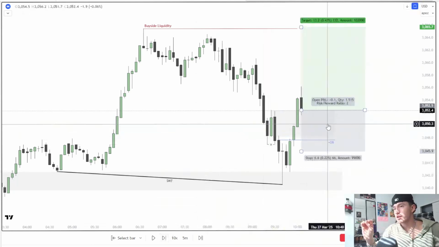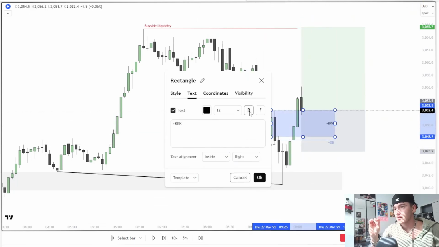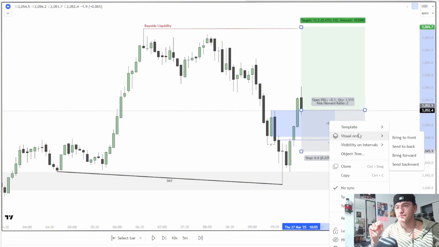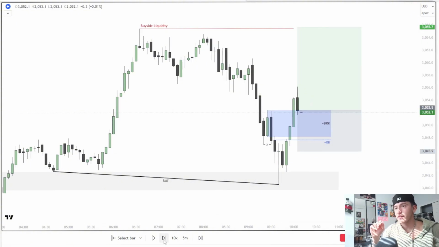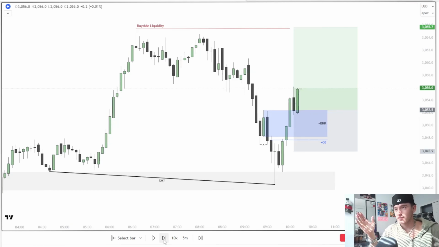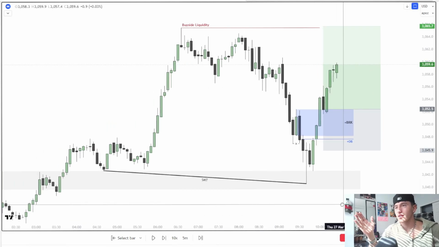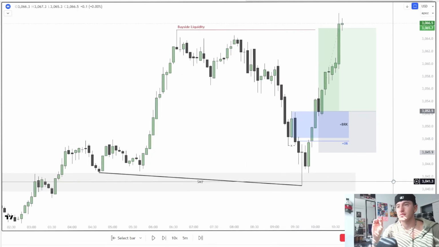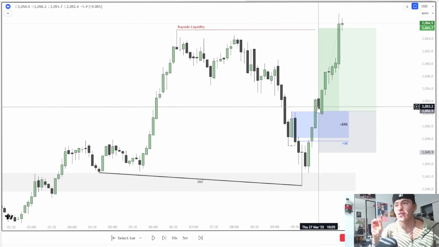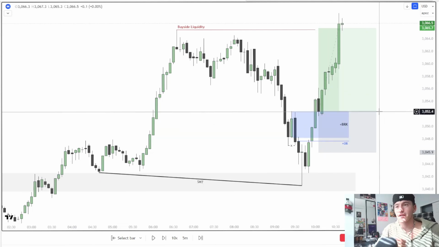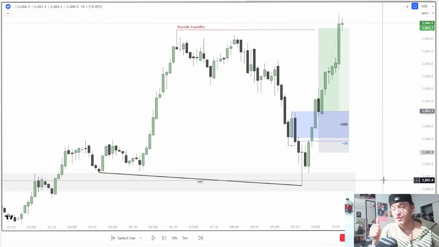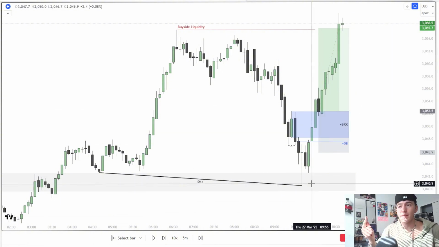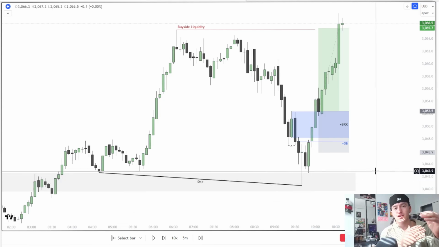Now, let's look at what happens next. We get tagged in right here. This is our breaker block. Tagged in right there. And then look at how easy this move was from this point on. We literally had one down close candle, which was this little doji, and the one candle that tagged us into the trade. We had our bias framed from the hourly gap with SMT.